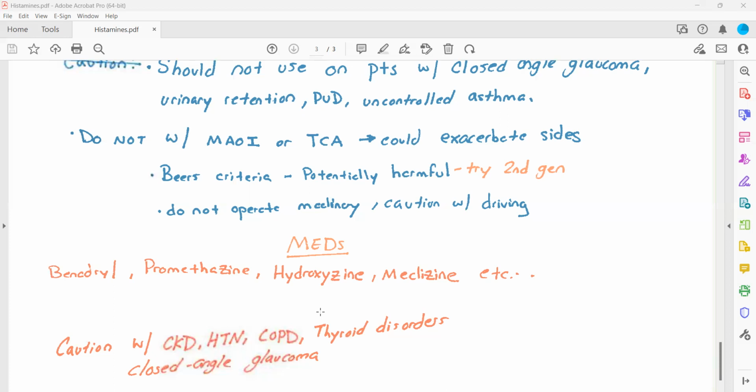You want to be cautious again, hypertension, CKD, right? Because it's anticholinergic, it's drying. COPD, right? We have to think about considerations. We don't want to dry them out. Dries up mucus, that becomes problematic. Thyroid disorders and closed angle glaucoma. I think if you just remember glaucoma in general, you'll be okay, whether closed or open angle.